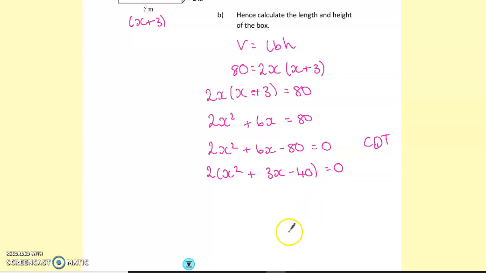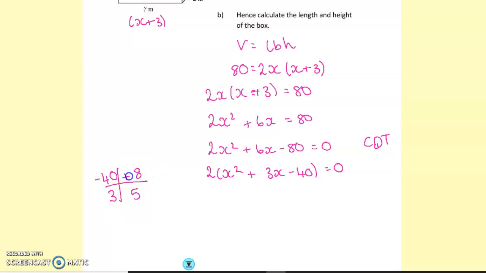That gives me x squared plus 3x minus 40. So I'm looking for two numbers that multiply to make minus 40 and add to make 3. Just looking at factors of 40. 1 and 40 is no use. 2 and 20, 3 doesn't go in. 4 and 10 won't make 3. 5 and 8 will. So it's going to be 8 and 5.